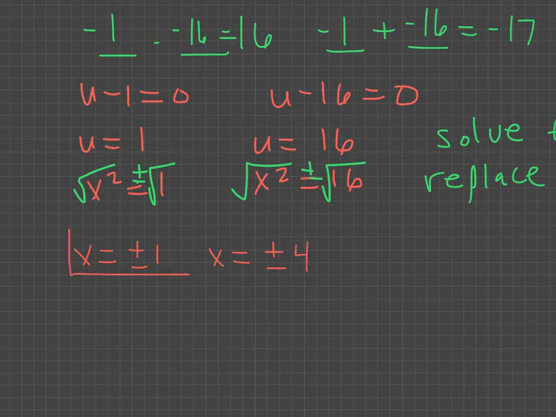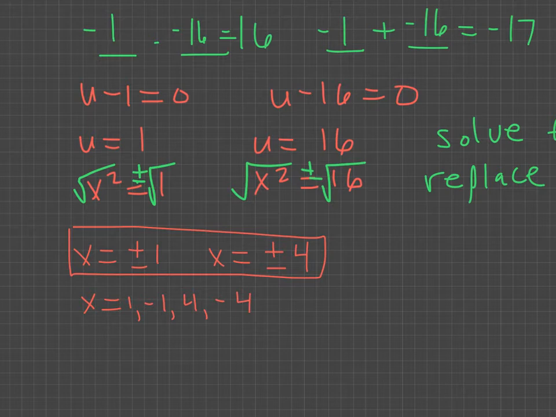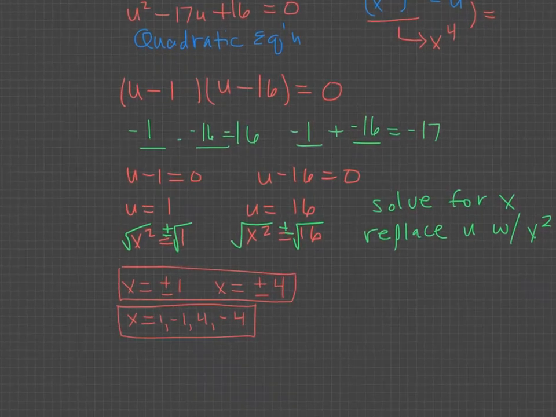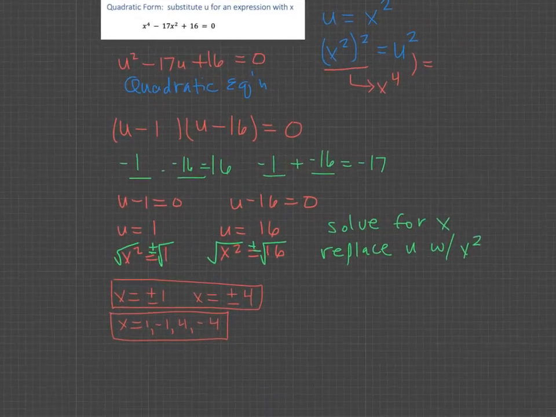So we get 4 solutions. We can write them all out. x equals 1, negative 1, 4, and negative 4. And the u's go away. We just use the u as a tool so that we could simplify an x to the fourth to make it something that was squared, and we could use our method for solving quadratic equations.